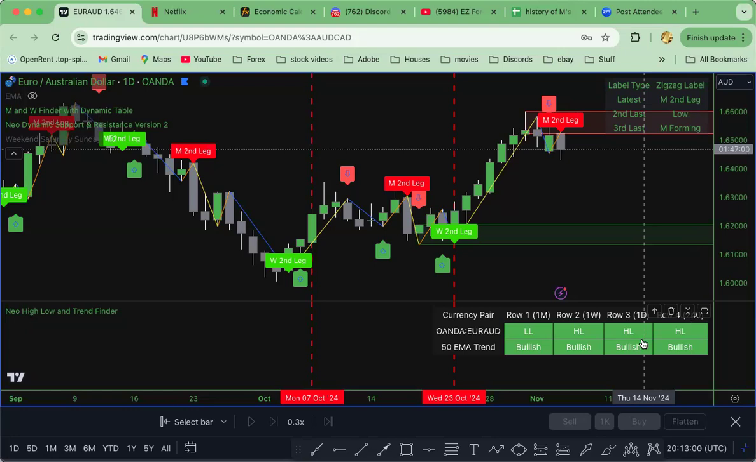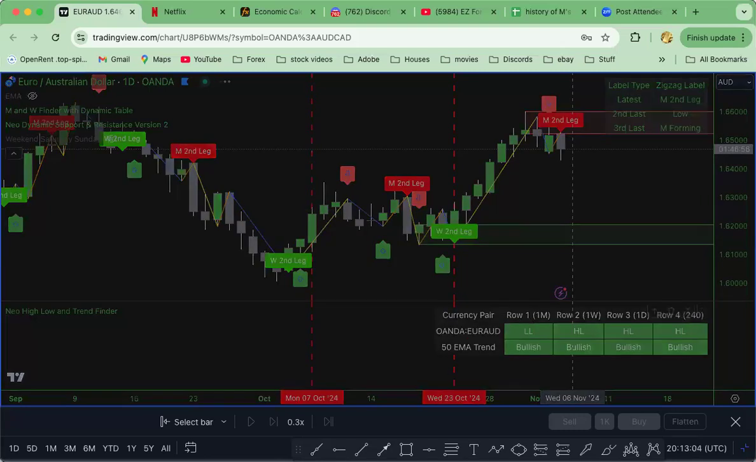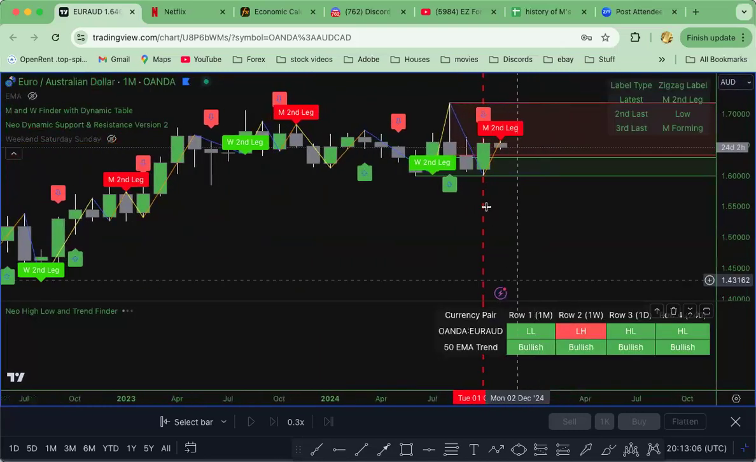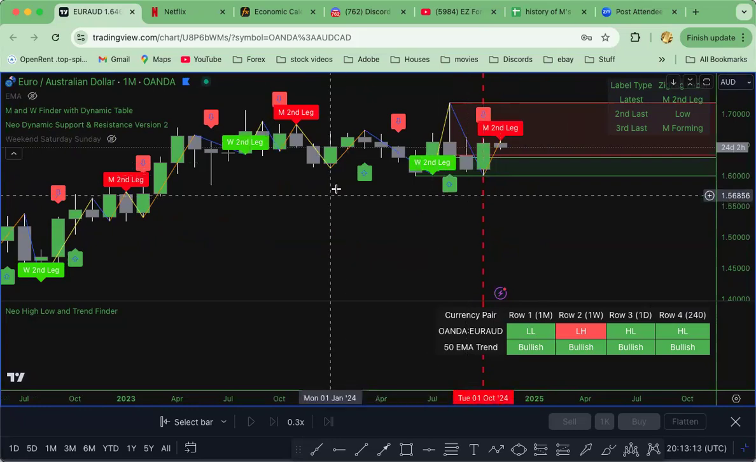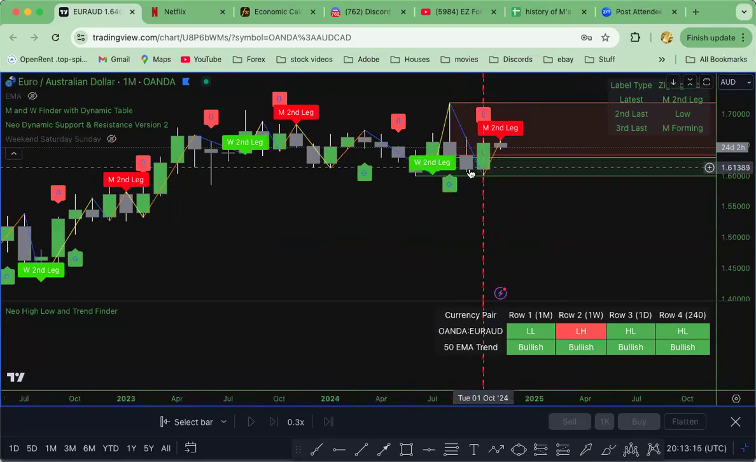If I can see this straight away, I'm still going to say, okay, if that's correct, yes, the monthly has found the support here. I can see it's found the support here. If you don't know that, you can use the Neo dynamic support and resistance 1, and it will show you that there's a monthly support appearing here underneath these two candles.